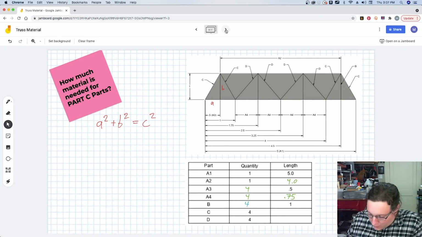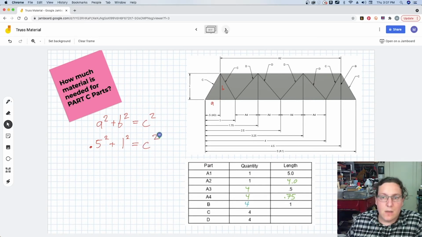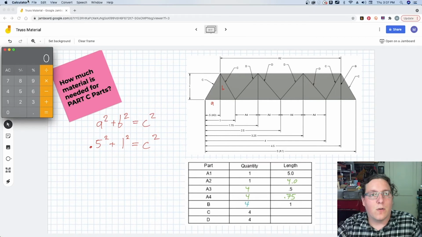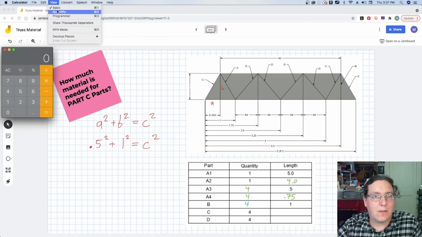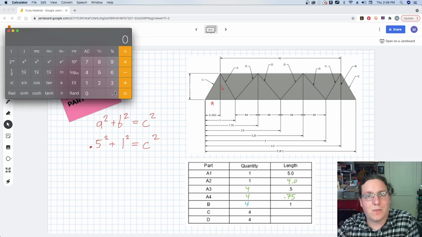Okay, so A3 of 0.5 inches goes in as A, plus B. B is actually going to be the 1 inch squared, and it's going to be equal to C squared. So for this case, we need to now break out the calculator and solve this problem. So I'm switching over to a scientific calculator. Those typically have the square root functions that we're going to need to be able to solve these problems.